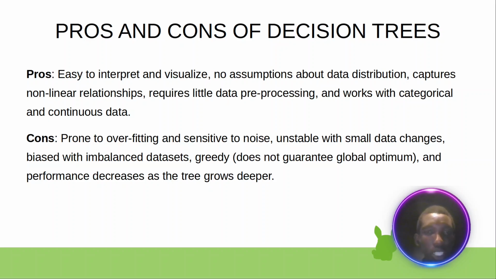So the pros and cons. First of all, the trees are easy to interpret and visualize. There are no assumptions on the data. It captures nonlinear relationships well, requires little data pre-processing, and so on. Then the cons: it's prone to overfitting and is sensitive to noise. If there is a lot of noise, we could push the model in the direction of a particular category, and that would impact the accuracy of the algorithm in the long run.